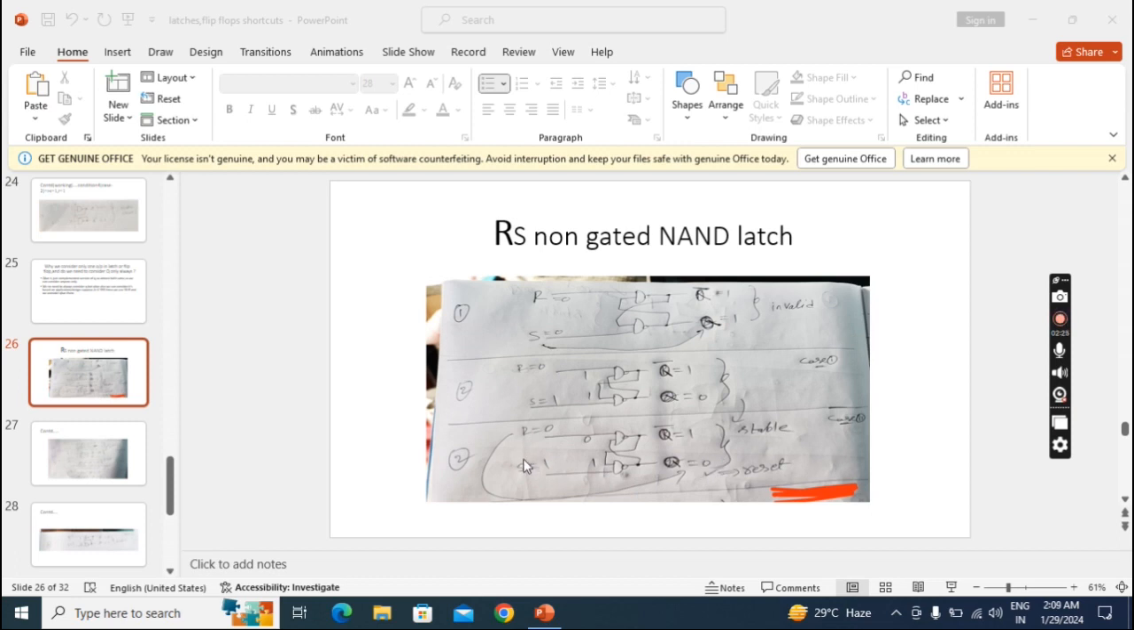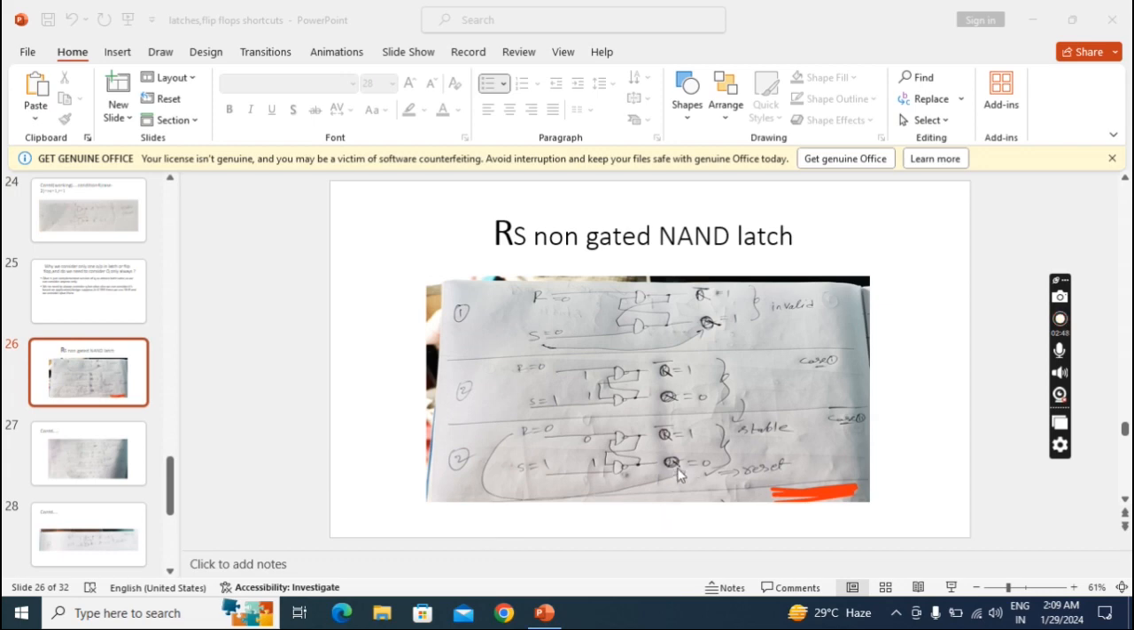Okay? Right. So one thing we have to observe, one shortcut. When both inputs are different, that means S equal to 0, R equal to 1, or R equal to 0, S equal to 1, whether it is an SR latch or an RS latch, whatever the R value is, that will come to the Q.